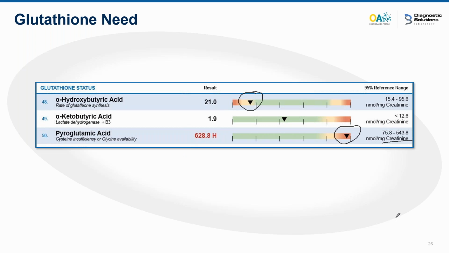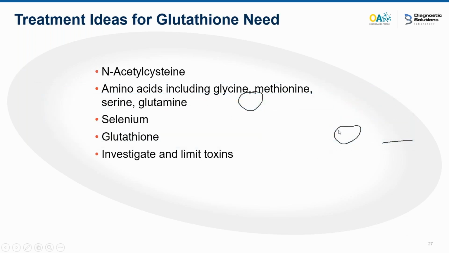Now, this really fits for a person who is struggling with mold, right? So glutathione is often a treatment in mold exposure. All right, here's some treatment ideas for glutathione need. You can give N-acetylcysteine. Of course, that's a building block for glutathione. You can give other amino acids, such as the amino acids that make glutathione, like glycine. Glutamine is a helper, also glutamic acid.